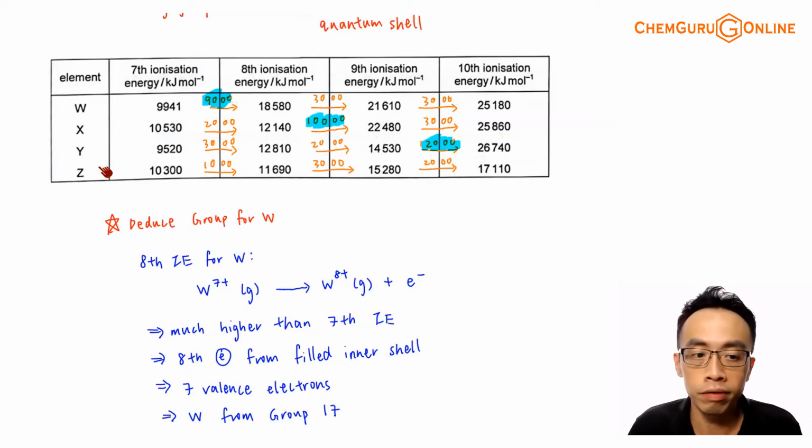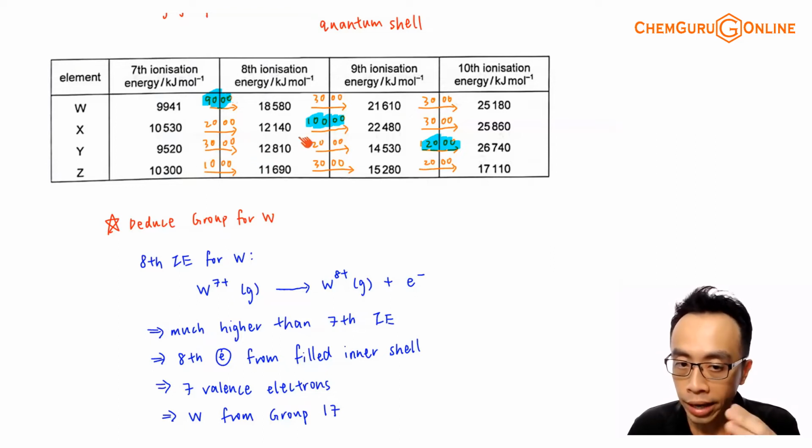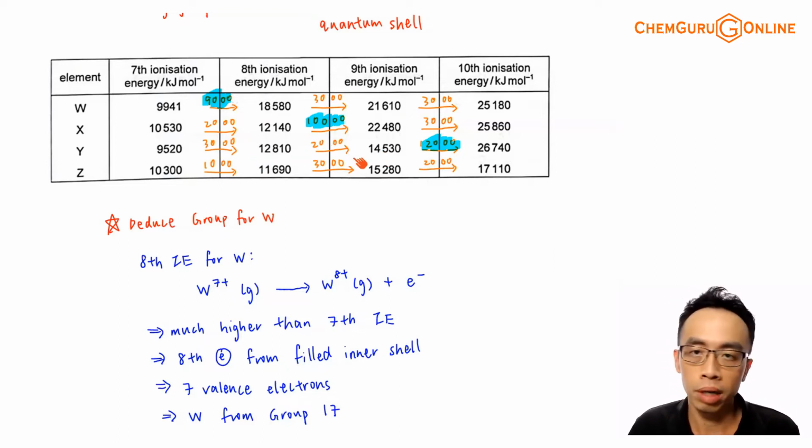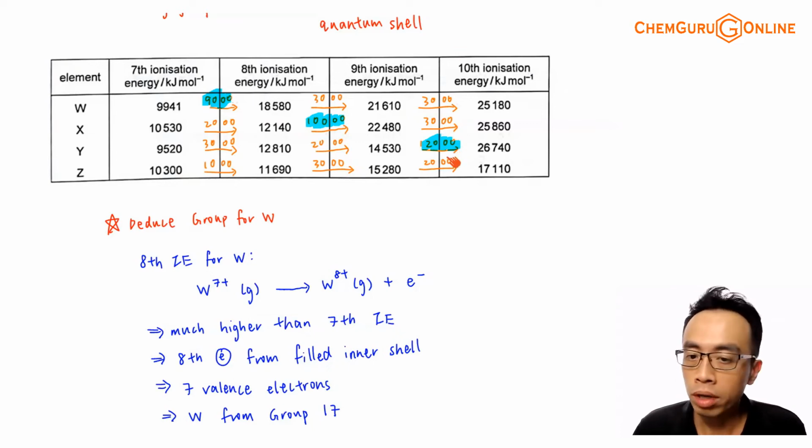And you notice involving Y, this is also the same. Between IE number 7 and IE number 8, the jump is about 3,000. IE number 8 to IE number 9, the difference is about 2,000. IE number 9 to IE number 10, the increase is about 12,000. So this is again significantly large, and this will represent a change in the principal quantum shell. So in this case, we can try to deduce the group for W, X and Y.